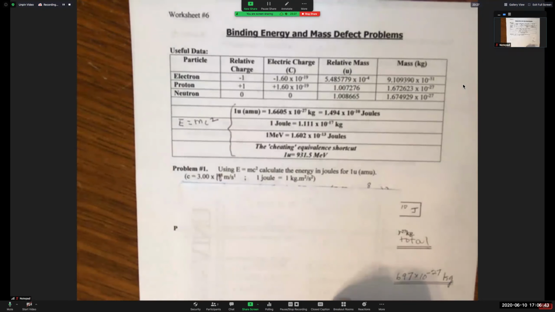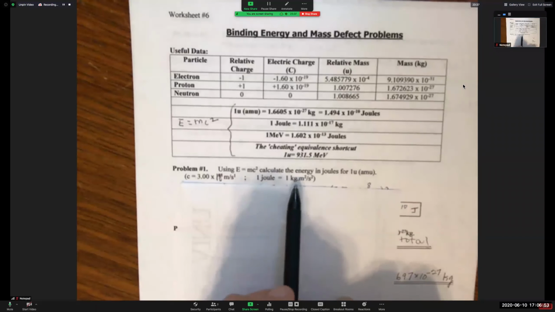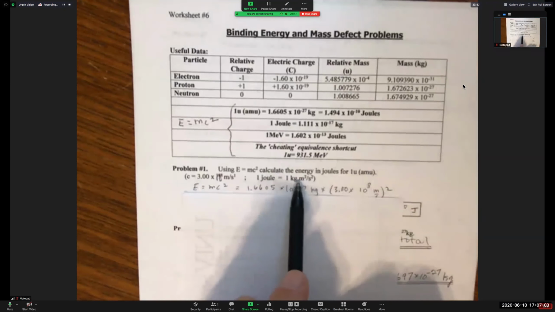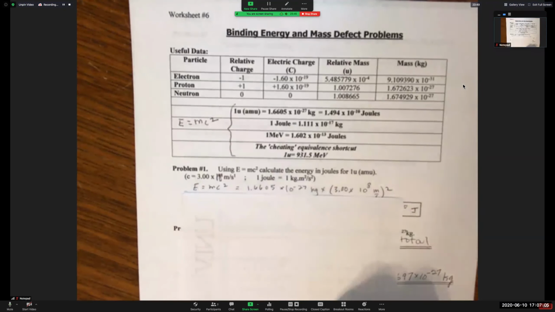1 joule is 1 kilogram meter squared per second squared. So when we use E equals mc squared, where m is in kilograms, we end up with kilograms meters squared per second squared, which is 1 joule. Okay, so that's an easy conversion from the kilogram meter squared per second squared into joules. It's 1 to 1.